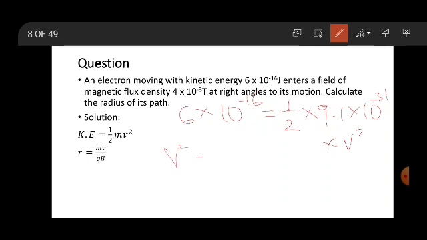So v squared, if we cross multiply, is going to be 2 times 6 times 10 to the power minus 16 divided by 9.1 times 10 to the power minus 31. So I'm on my calculator here. I have 2 times 6 times 10 to the power minus 16, now divided by 9.1 times 10 to the power minus 31. Okay, that gives us an answer.